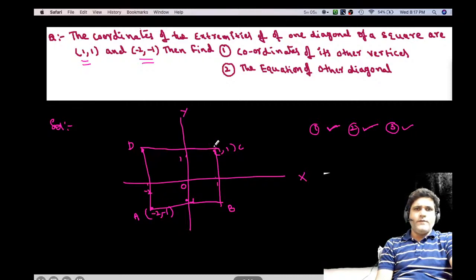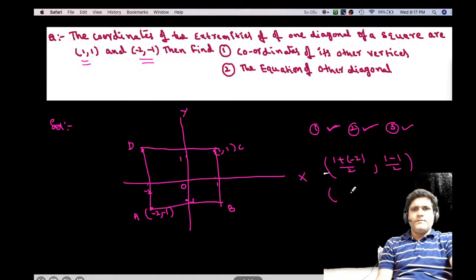find the midpoint of the diagonal AC. So the midpoint of the diagonal AC is equal to (1 plus minus 2) by 2 comma (1 minus 1) by 2, that is minus 1 by 2 comma 0. So the diagonal bisects on the x-axis, because the y coordinate is 0. This is the rough diagram, minus 1 by 2 comma 0.